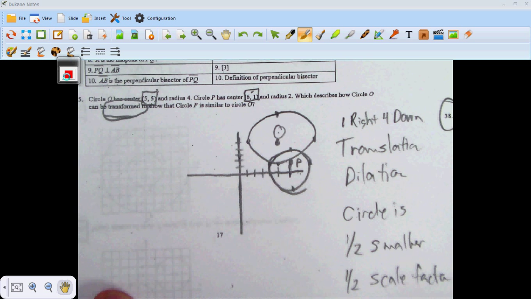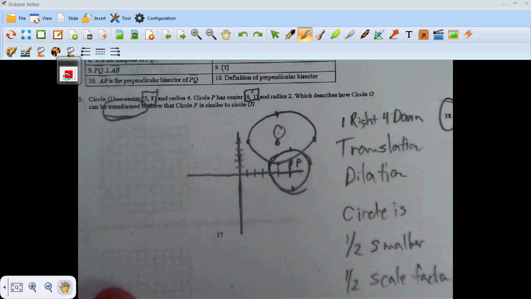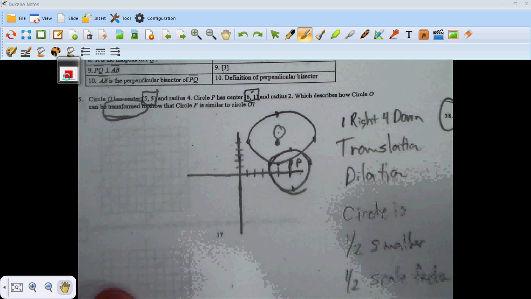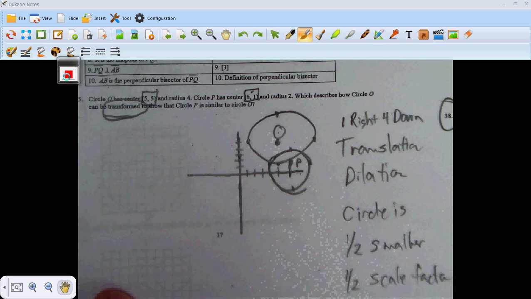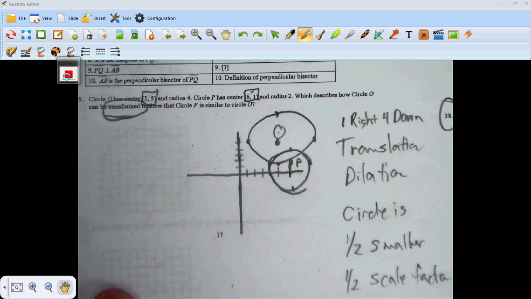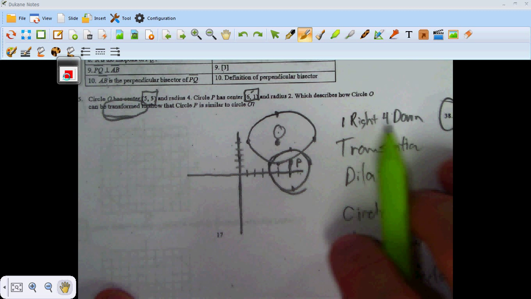Okay, so how did it move? Went from 5-5 to 6-1. How did it move? Hang on, take a look at it. If I go from here to here, it went down 4, and to the right 1. Okay, so it went to the right 1 spot, went down 4.